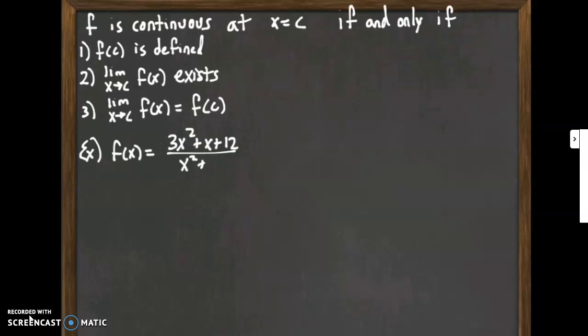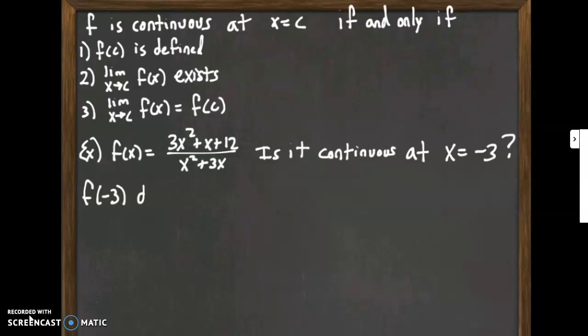So first, consider the following function here. f of x equals 3x squared plus x plus 12 over x squared plus 3x. And we're asking the question here, is this thing continuous at x equals negative 3? So we have 3 things we need to check. So the first question, I just ask them in order, is f of negative 3 defined? Right? Can I plug negative 3 in and do I get a numerical answer?